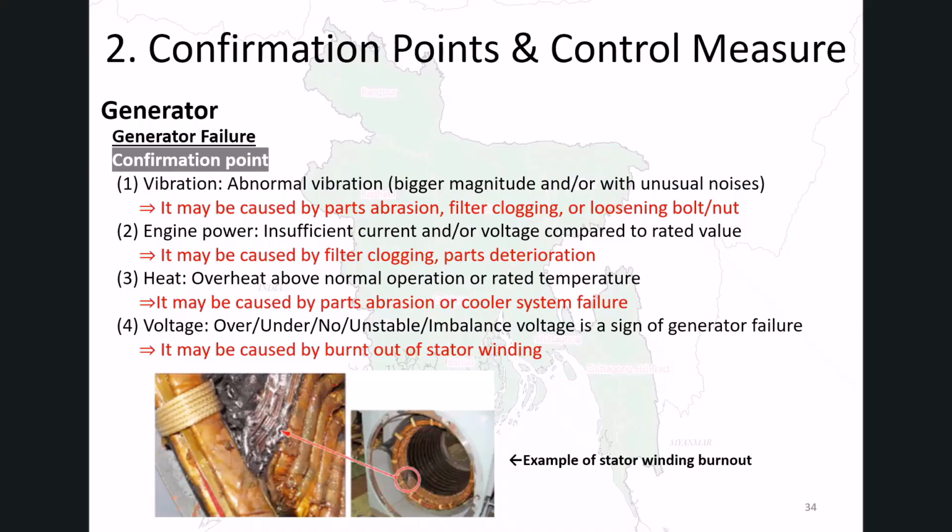Fourth, voltage condition. Overvoltage, undervoltage, unstable voltage, or voltage imbalance are signs of possible generator failure. One major cause is burned stator winding. When winding damage occurs, stable power generation becomes impossible and serious electrical failure may follow.